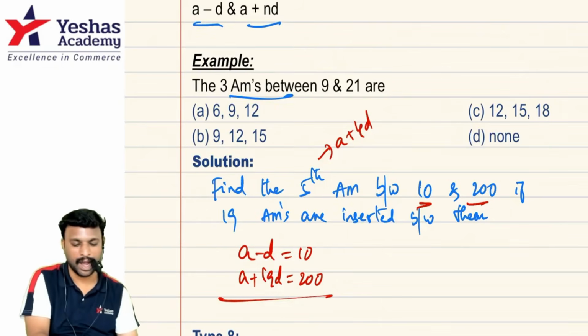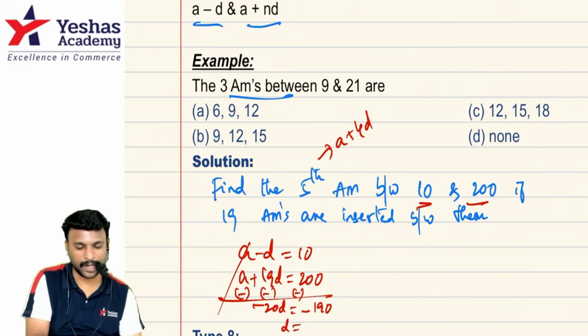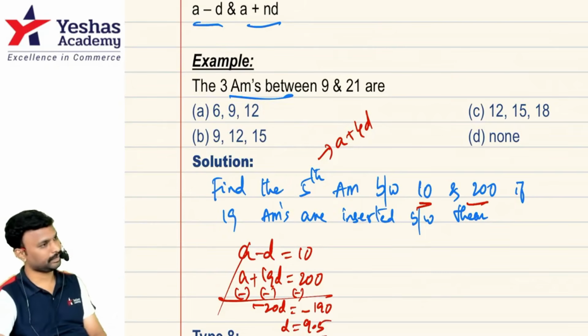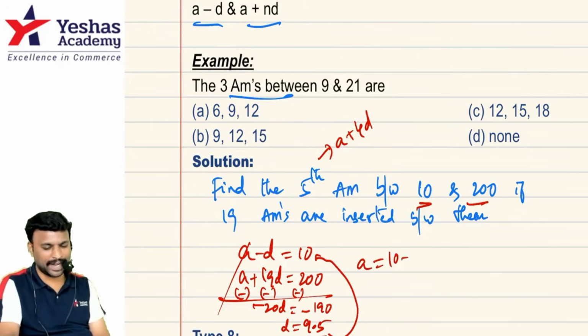200. Everybody, how do I get the D value? Subtract, subtract, subtract. Minus 20D equal to minus 190. So D is equal to 190 by 20, which is 9.5. I got the D value. I want which AM? The 50th AM. I'll put the D value in the first equation to get the A value. A is equal to 10 plus D, which is 19.5.